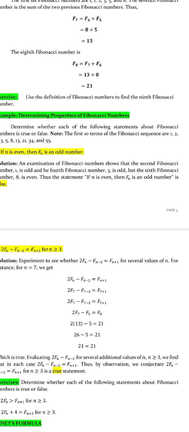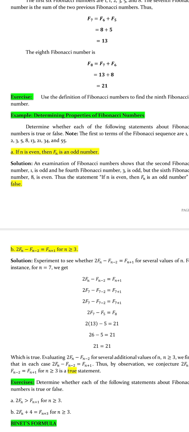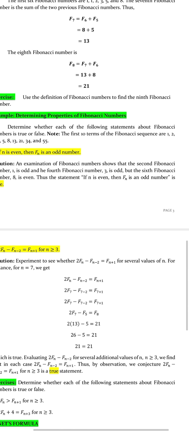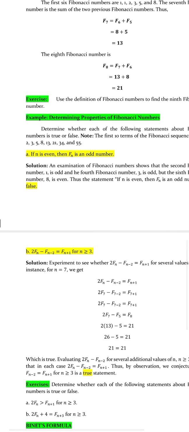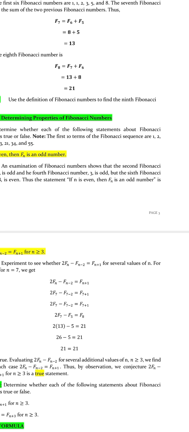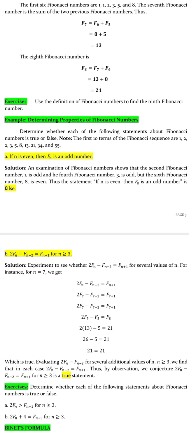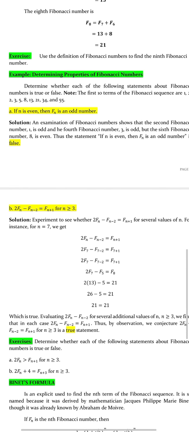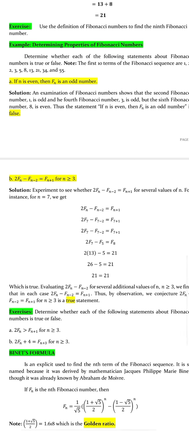So, why did it become false? Because for the sixth Fibonacci number, the corresponding value of f sub n is 8. So, that is a contradiction to the given statement. The number is 6, and the Fibonacci value there is 8. But the given statement says f sub n is an odd number, which is contradicted by 8 being even. So, the given statement is false.